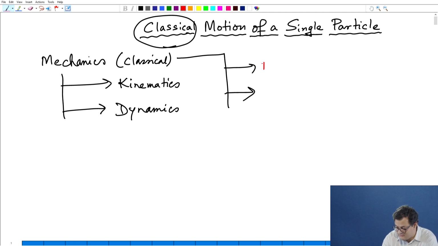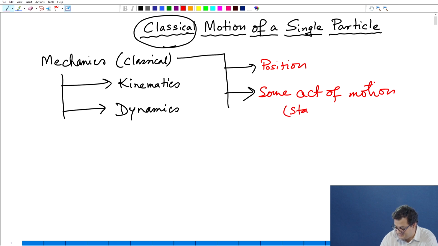One is position, another is some act of motion, or state, I would say.